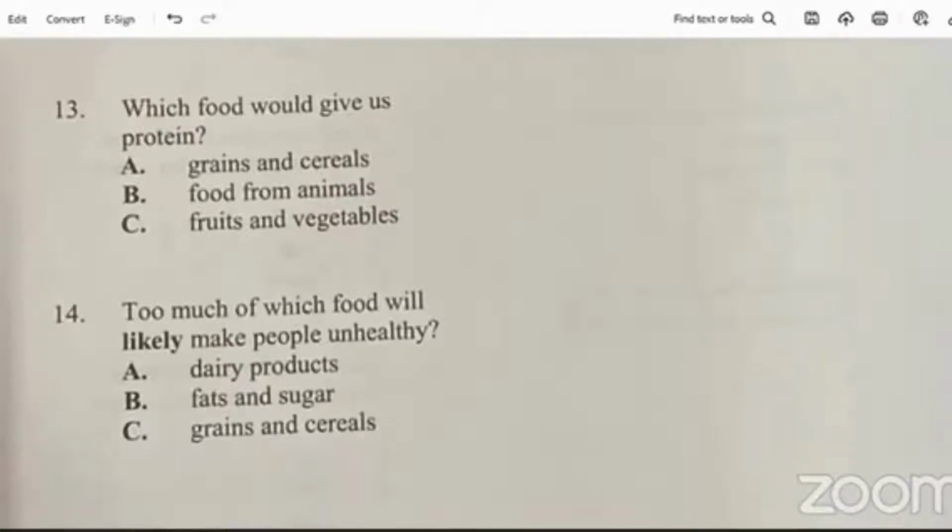Question 13. Which food would give us protein? Is it grains and cereals, food from animals, fruits and vegetables? And the answer is B, food from animals.